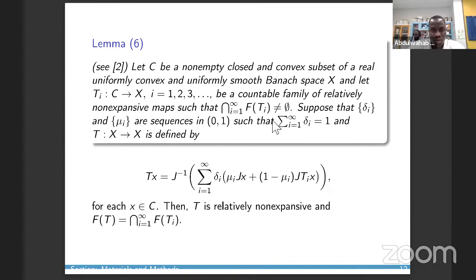The following lemma is also used in establishing our results because we are considering the countable family of relatively non-expansive mappings. So if we have Ti as a countable family of these relatively non-expansive mappings, and suppose that delta i and mu i are sequences in 0, 1 satisfying this condition. And if we define T of x as this, then it has been proved in paper 2 that T is also a relatively non-expansive mapping, and the set of fixed points of T is equal to the intersection of the set of fixed points of the Ti's.